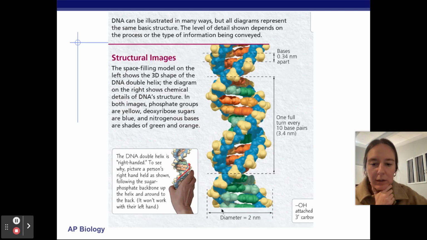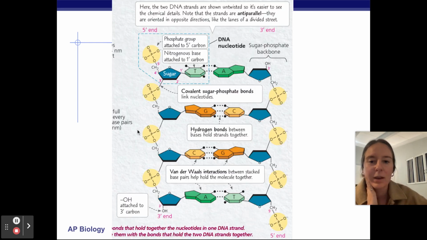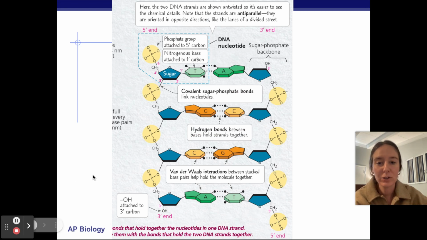You can take a closer look here, but we call DNA the double helix right-handed because if you were to wrap your right hand around it, it would wrap nicely around this molecule, but it wouldn't work with your left hand. Okay, here is a really amazing image. This is going to be so helpful for you to understand, so make sure you're paying close attention here and drawing this out as you listen.